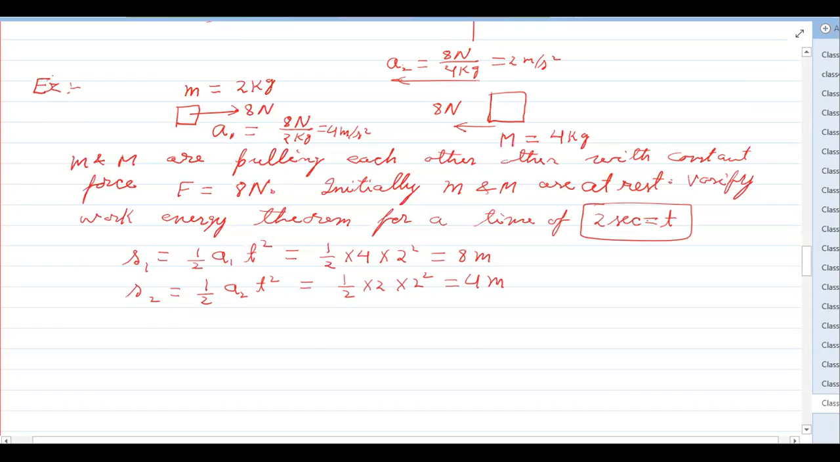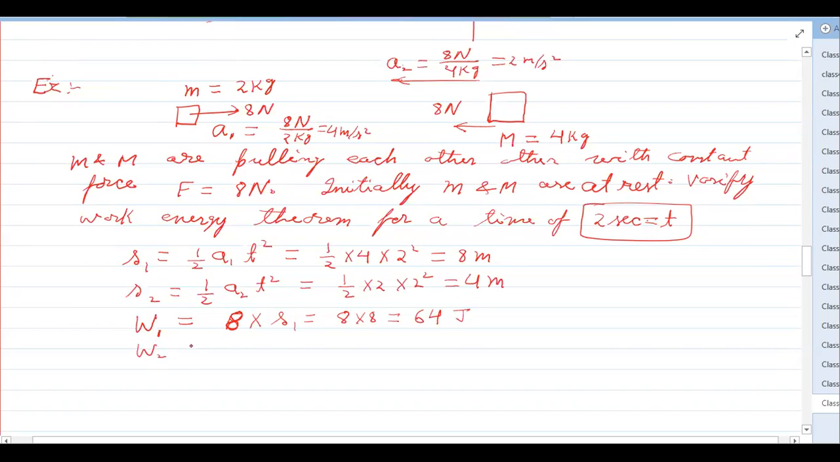These are the two displacements. Now what will be the work done by the two forces? So work done by the first force. The first force is acting in the rightward direction and displacement is also in the rightward direction. So they both are in the same direction. So 8 Newton for how much displacement? For the first object, 8 meter displacement. 8 into 8, that is 64 joule.